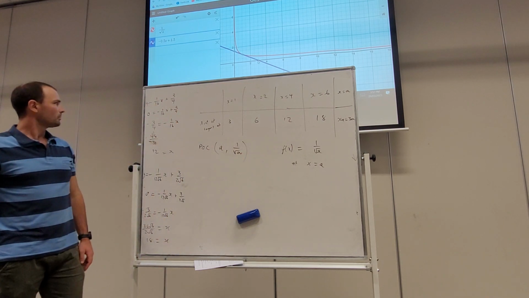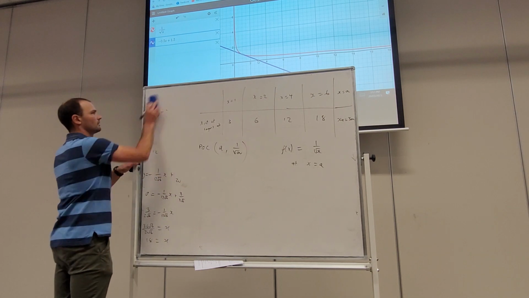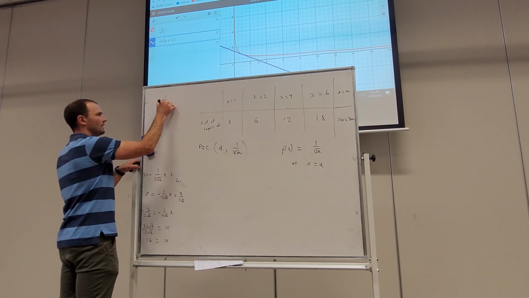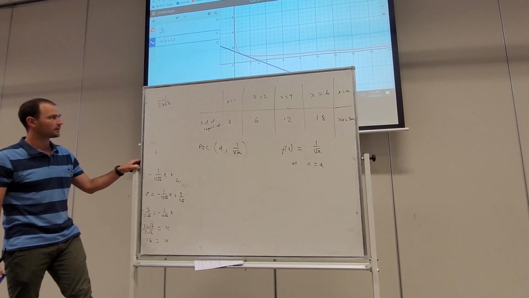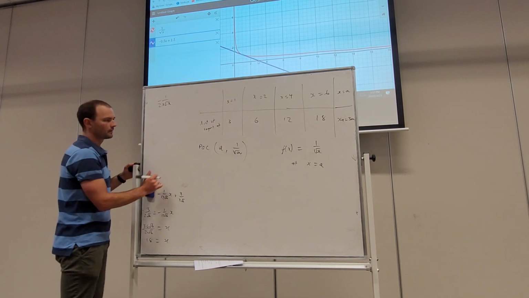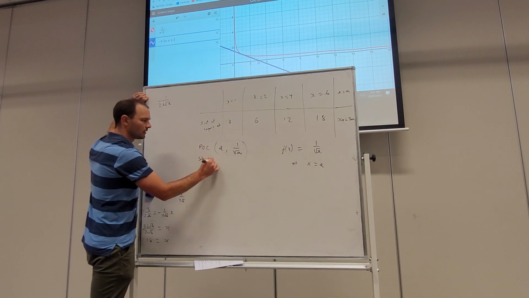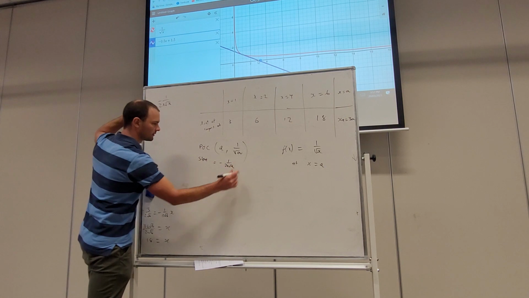All right, our slope function, I've rubbed that out, but we had minus 1 on 2x root x. Okay, that was our slope function. And so if we want to know the slope when x is a, we're going to have minus 1 on top of 2a root a.